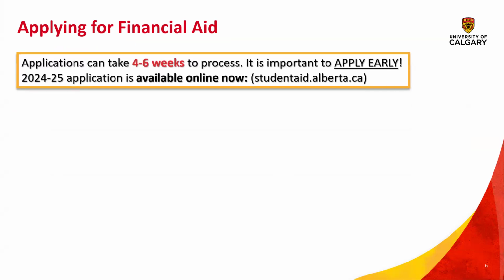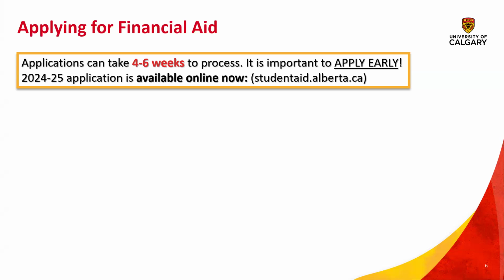When applying for financial aid, your application can take around 4 to 6 weeks for processing by the lender. Alberta Student Aid recommends that students apply 2 months in advance. The application for funding is available for the fall 2024 and winter 2025 terms, so you can go ahead and apply.